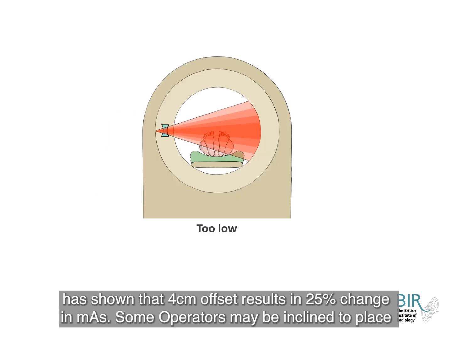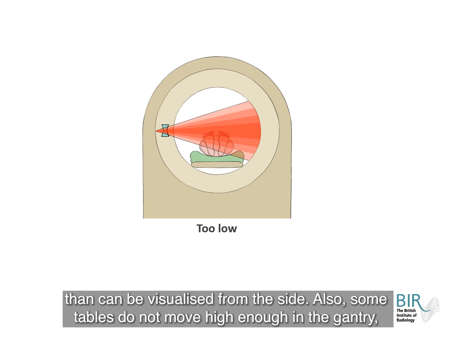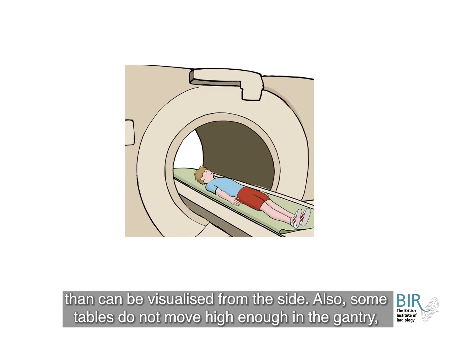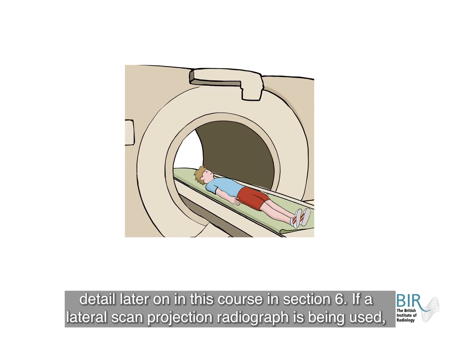Some operators may be inclined to place patients below the isocenter because the CT couch is curved, so there is more patient posteriorly than can be visualized from the side. Also, some tables do not move high enough in the gantry, for example when scanning smaller patients or babies. Scanning children will be covered in more detail later on in this course in Section 6.